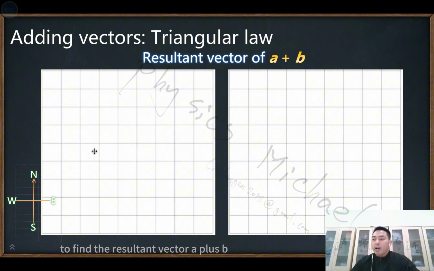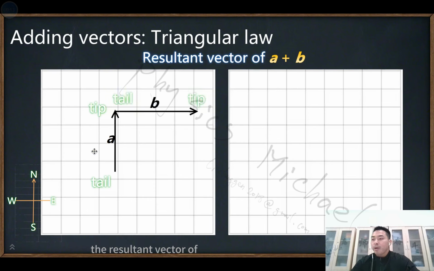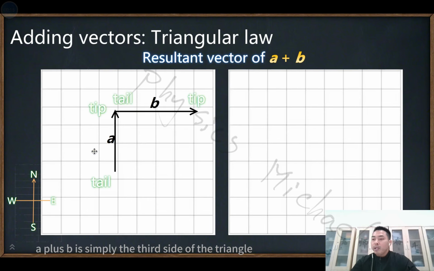To find the resultant vector a plus b here, we start with joining the two vectors tip to tail and form a triangle. The resultant vector of a plus b is simply the third side of the triangle, with the direction from the other tail to tip, as shown in these two pictures.